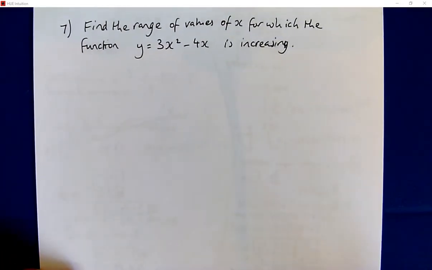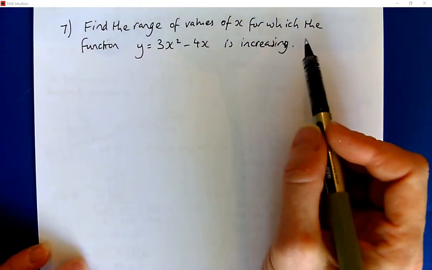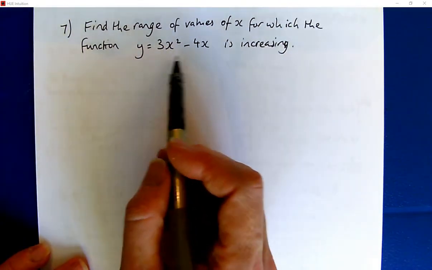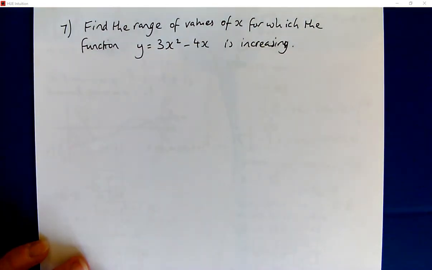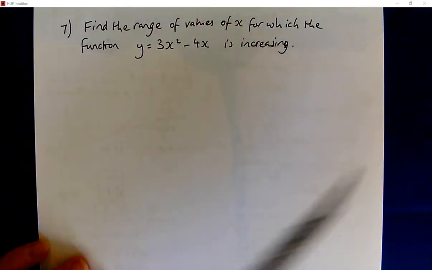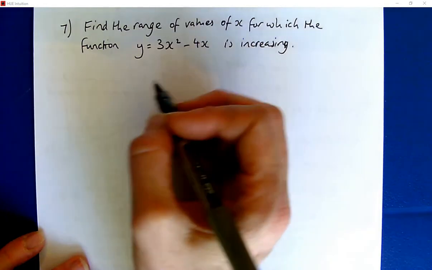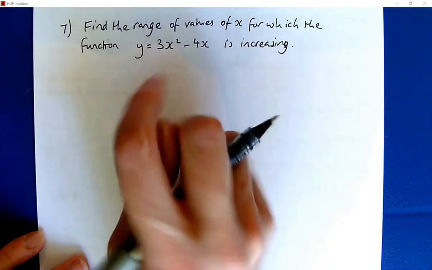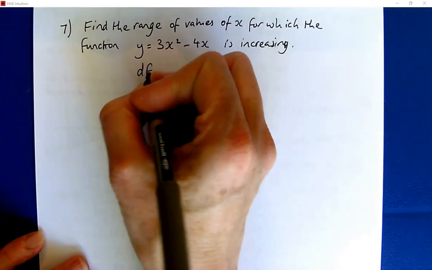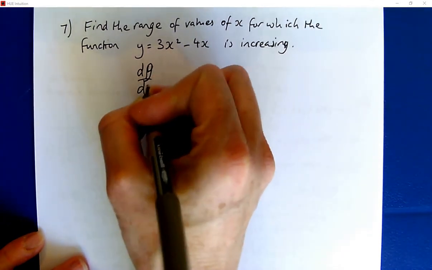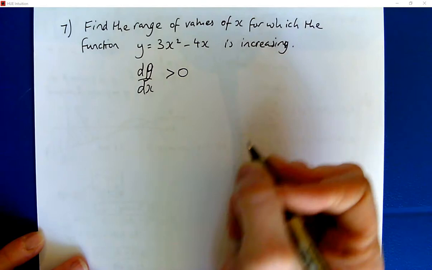Okay, number 7. Find the range of values of x for which the function blah blah blah is increasing. So it's almost the same as the previous one, but kind of in reverse. Alright. So first of all, we want to find out where it's increasing. Now it increases where the gradient, I'll put as dy by dx, because we've got y here, is greater than 0.